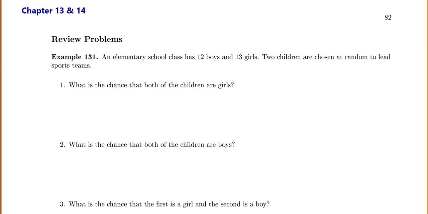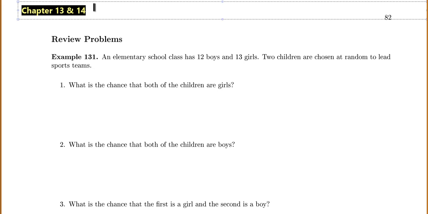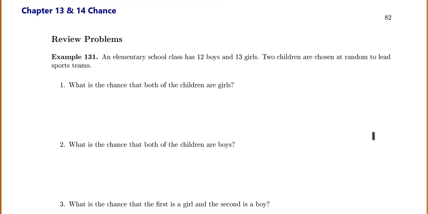This is a review for chapters 13 and 14, which were about chance and probability. So example 13.1, an elementary school class has 12 boys and 13 girls. 2 children are chosen at random to lead the sports teams. So number 1, what is the chance that both of the children are girls?